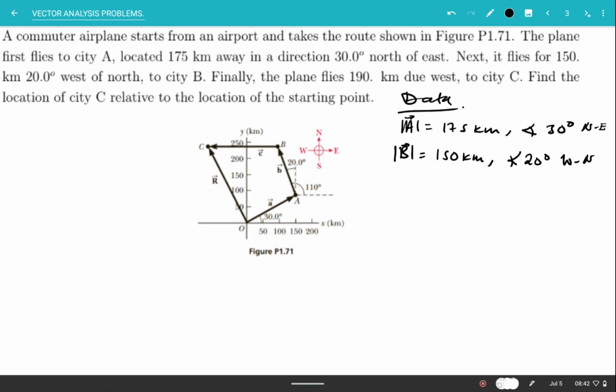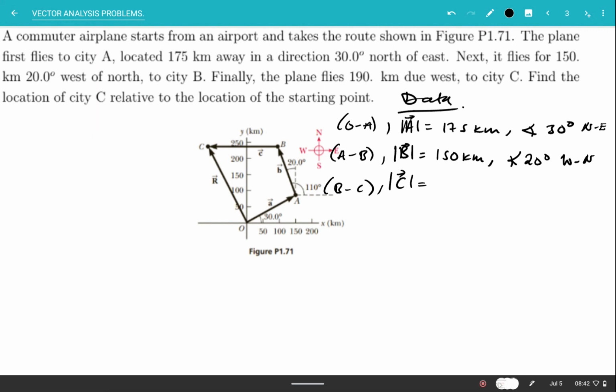Then that is to city B. Now finally the plane flies 190 kilometers due east to city C. Okay, so that is for vector C. From B to C, that is that. So O to A is this, so I can call this O and say O to A. Then this was A to B, and this was B to C. Let's just put that in mind.